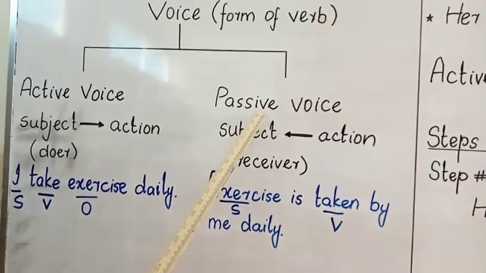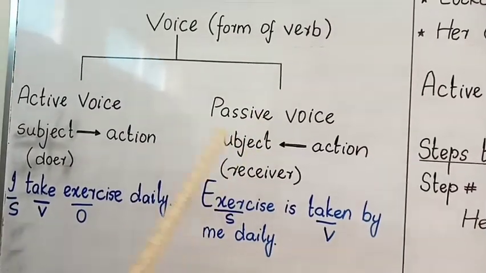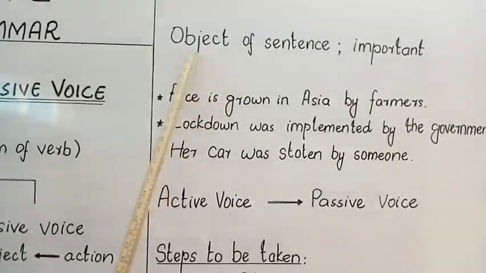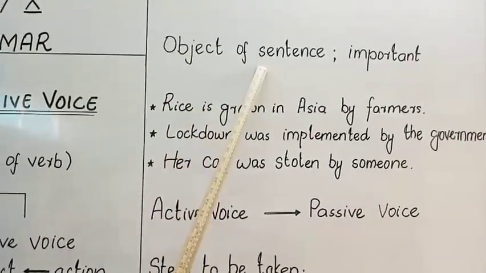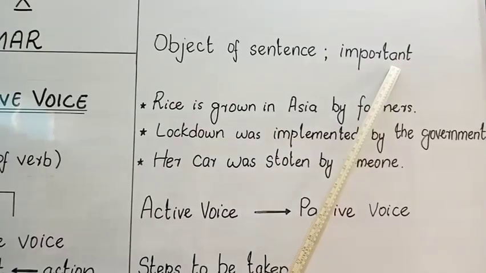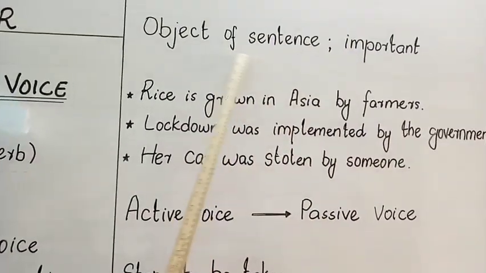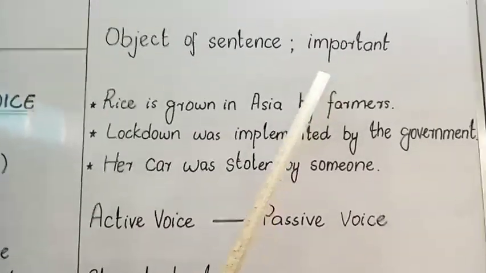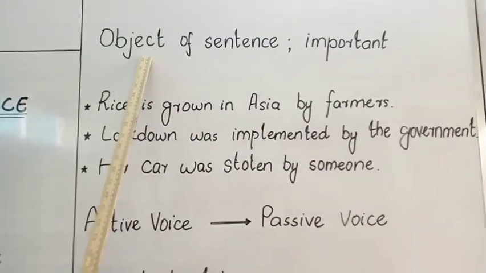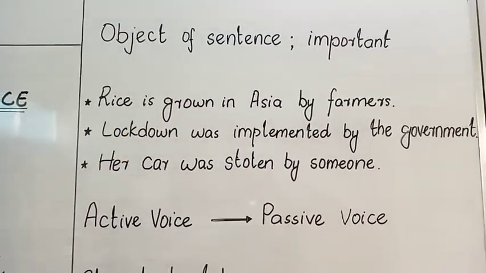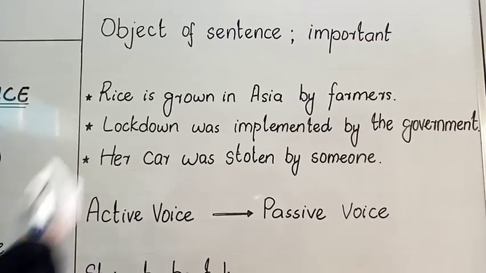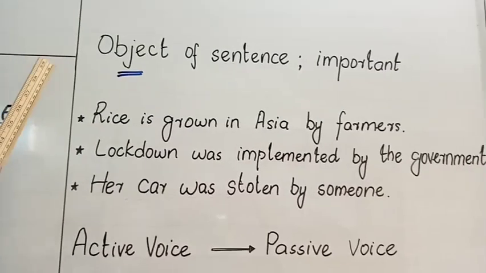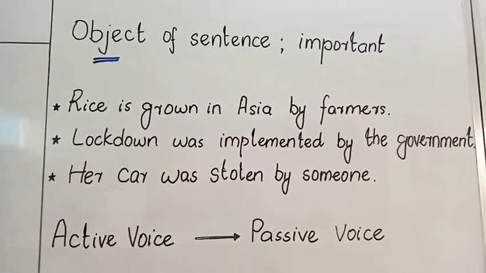But we use passive voice when the object of the sentence is the most important part. When the object of the sentence is interesting. When we are interested in the object of the sentence, so we use passive voice. So mainly if object is more important, so we use passive voice.